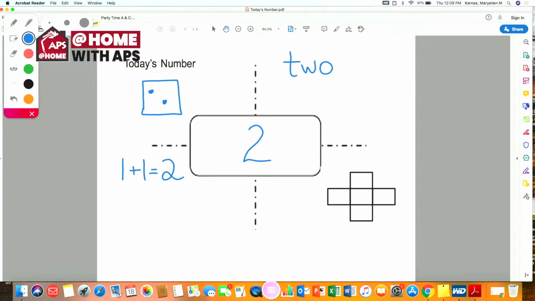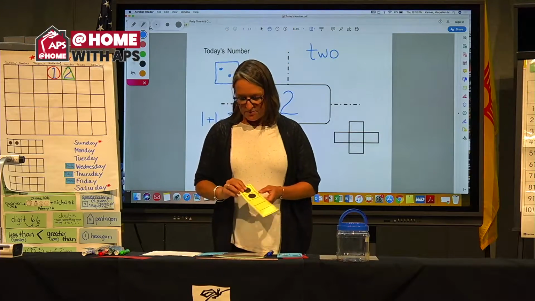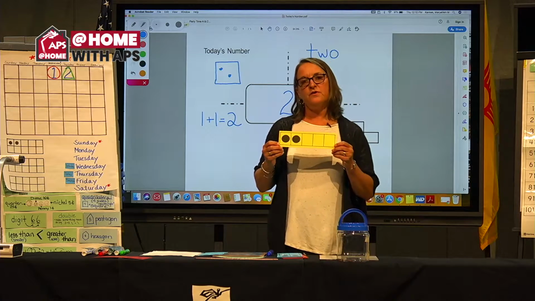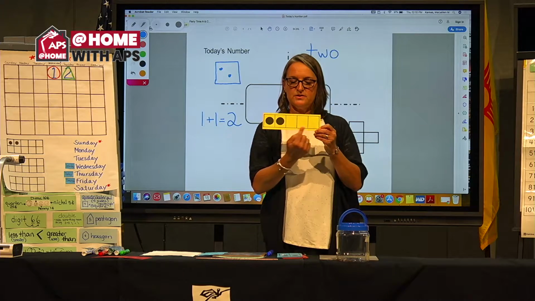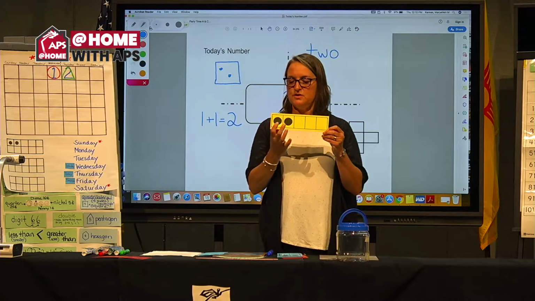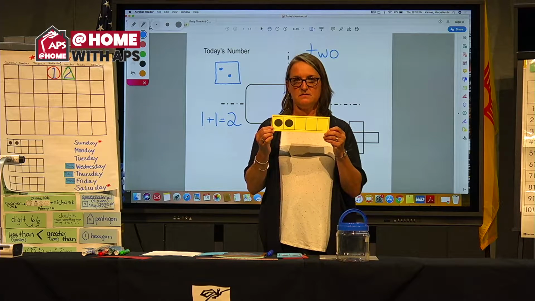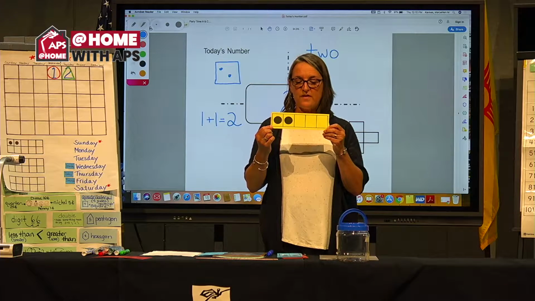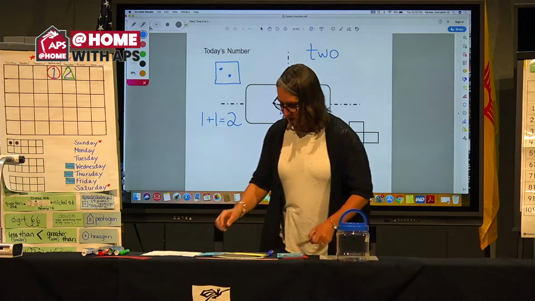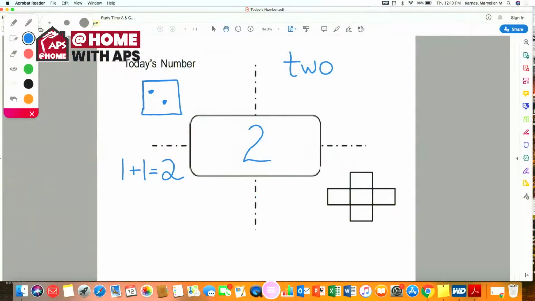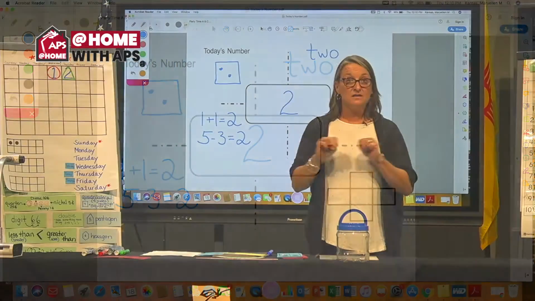What if we looked at a 5 frame and we thought about subtraction? Here's 2 on the 5 frame. How could we connect this to a subtraction equation? We know there's 5 squares, right? 2 are filled in. How many are empty? 3. So 5 minus 3 leaves 2. So we could show it with subtraction. 5 minus 3 equals 2. And we know that's true because we looked at our frame and because we know that 2 and 3 put together makes 5.